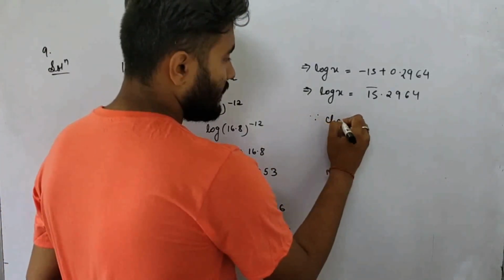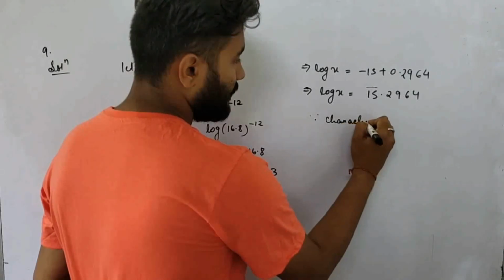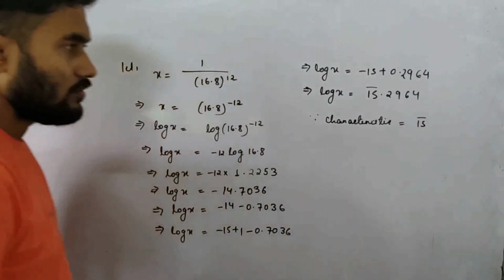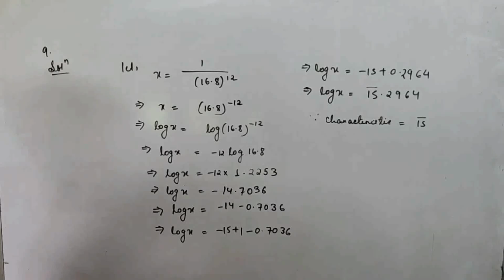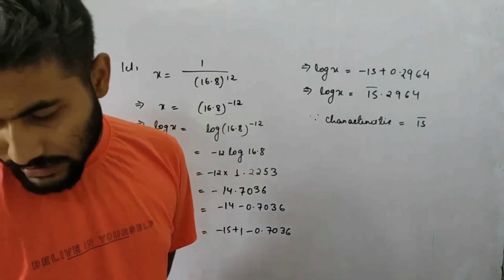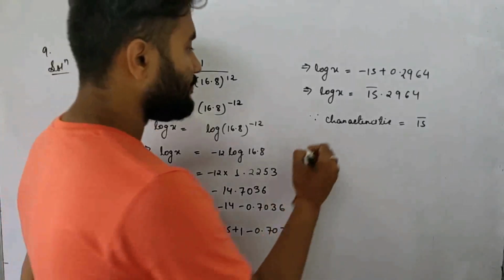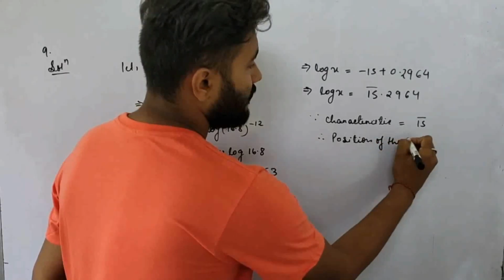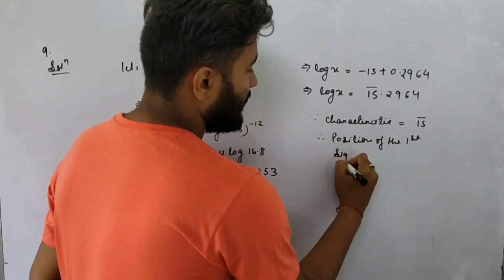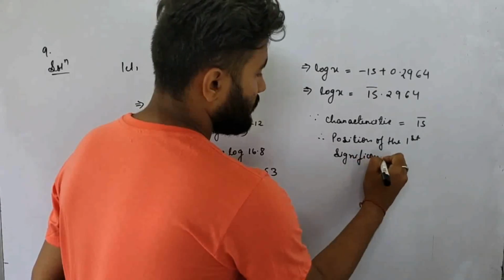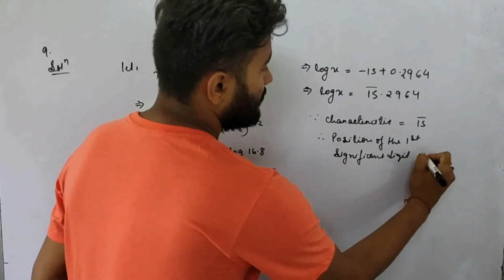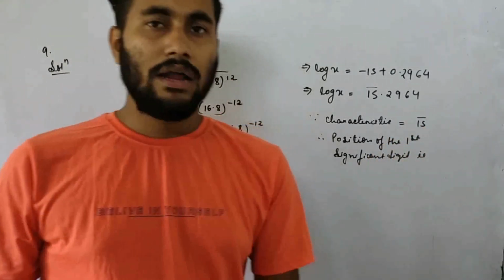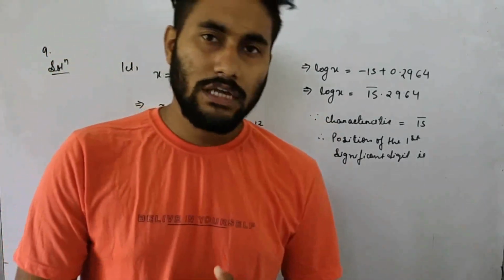Since the characteristic is equal to 15 bar, or you can say minus 15 also, up to you how you want to write that one. Okay. So what we have to find is the position of the first significant digit. Therefore, the position of the first significant digit is how much? See, if the characteristic is 15 bar, meaning minus 15, how many zeros will be there? At first you find that one.